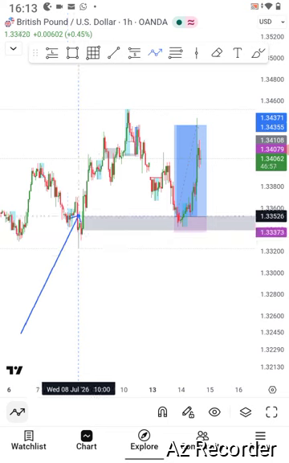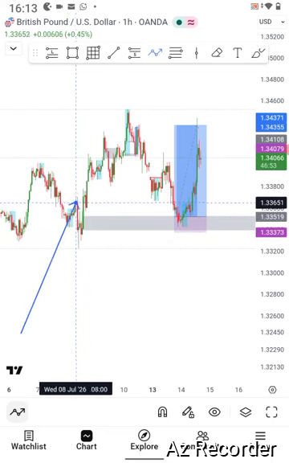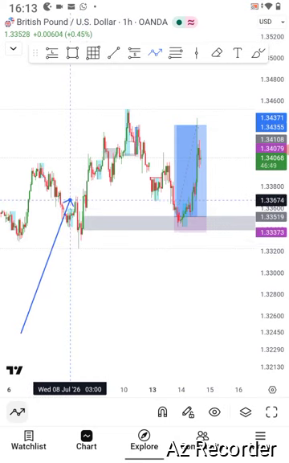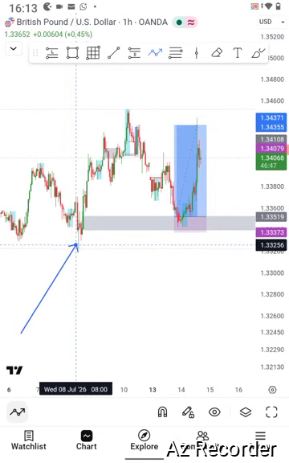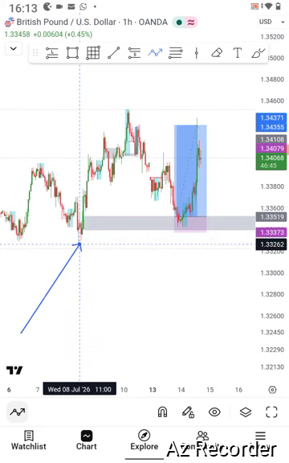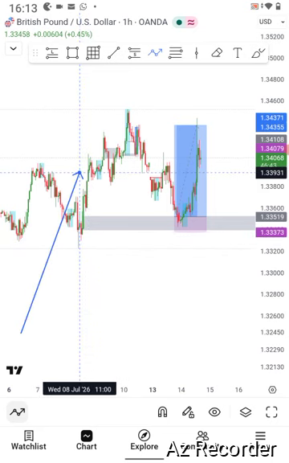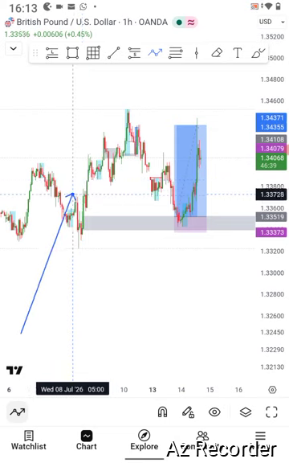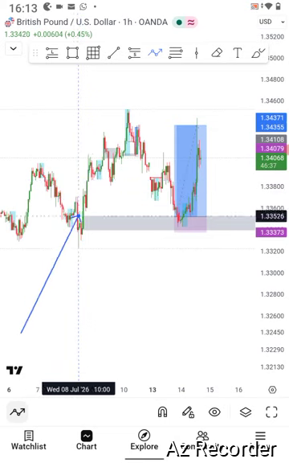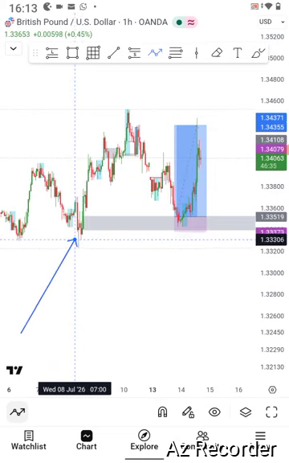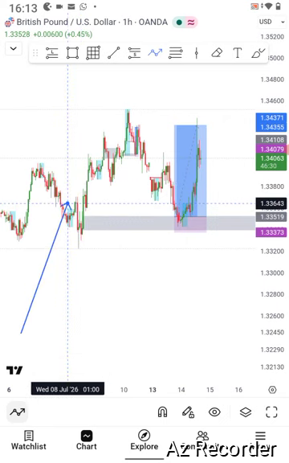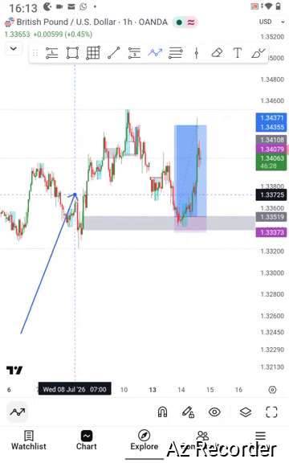I want to see a breaker block. I want to see price sweep a low, which it did here. A breaker block, then an order block, and a break of structure like this. So I want to see a breaker. I want to see price sweep liquidity, sweep an old low, then come above to break structure above the breaker block. Are you seeing it now?